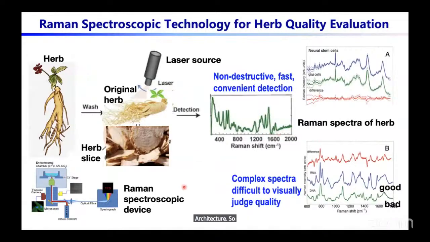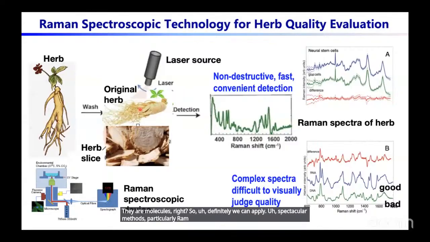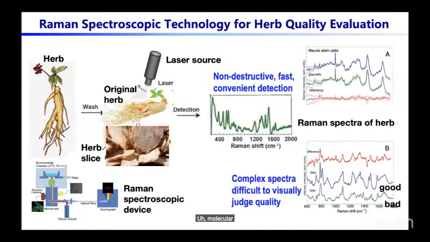Another application is the quality of medicinal herbs, medicinal plants. We know that in medicinal plants, the amount of the active ingredients is very, very important. Those ingredients are molecules, right? So definitely we can apply spectroscopic methods, particularly Raman spectroscopy, for the detection of the molecular contents inside these herbs.